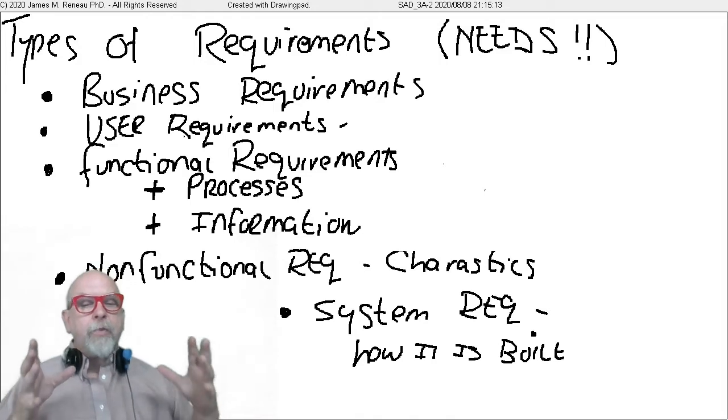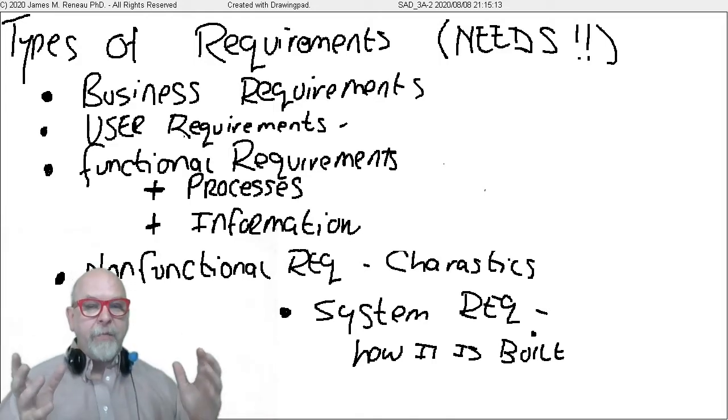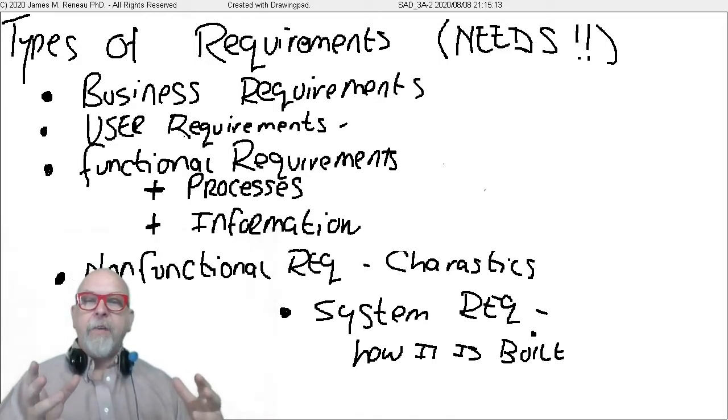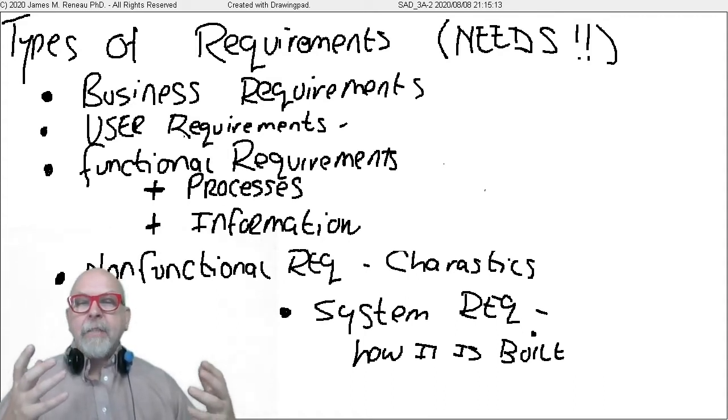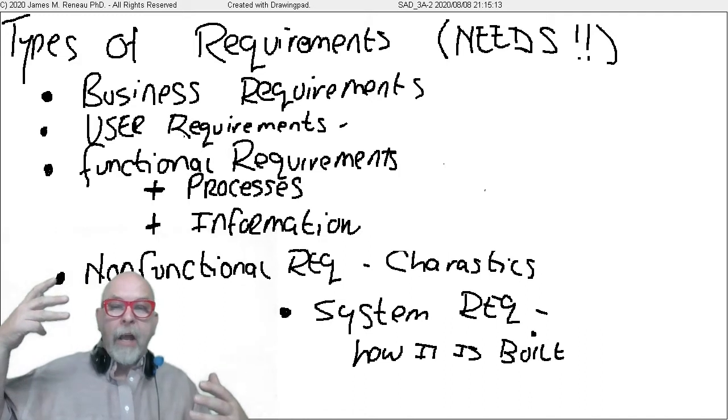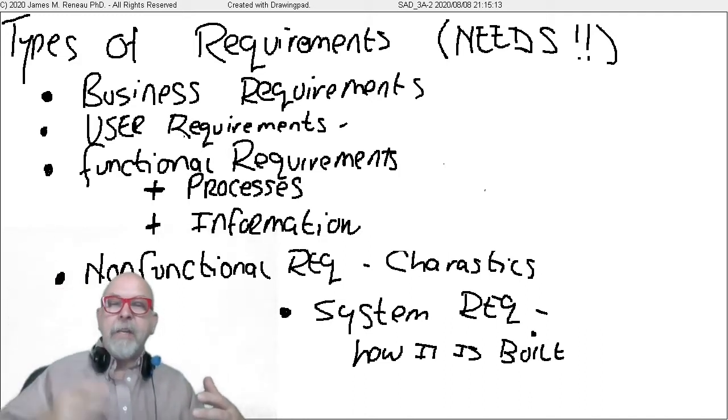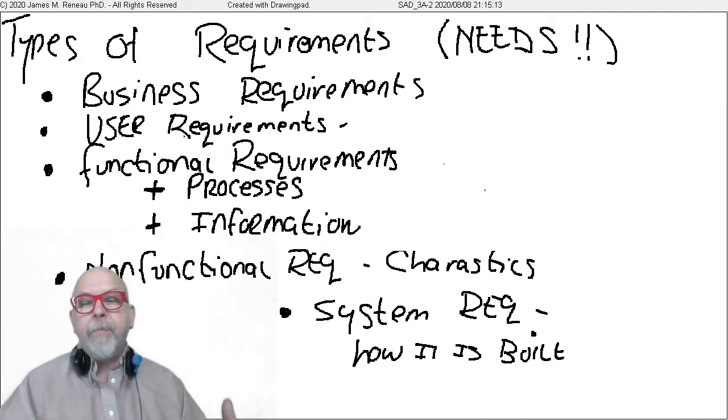So I said we're going to try to figure out what the requirements of the system are during this analysis phase. What are the needs? And the needs I'm going to break down into four general categories of needs. The first would be the business requirements. What does the business need this system to do? That makes sense.